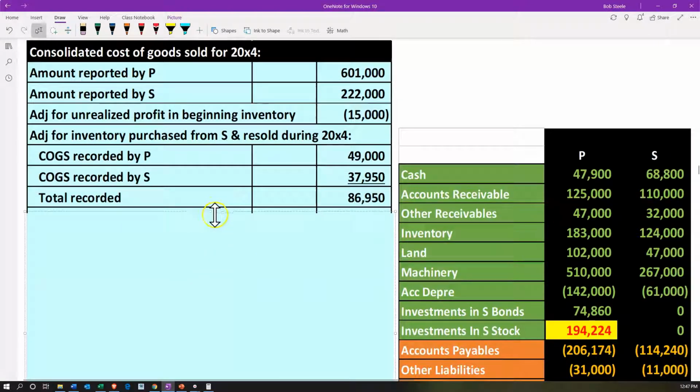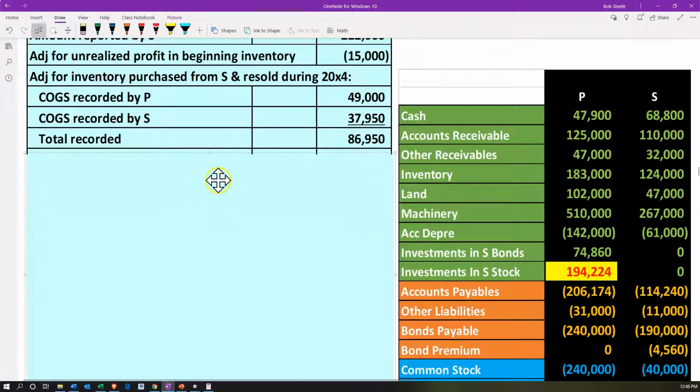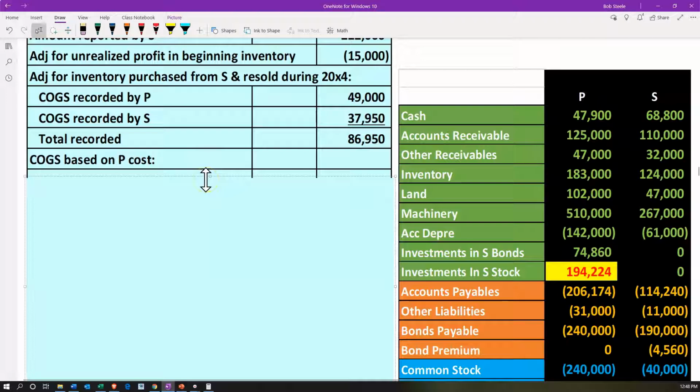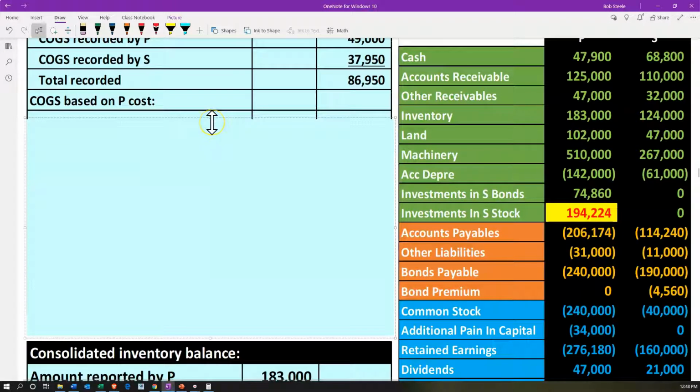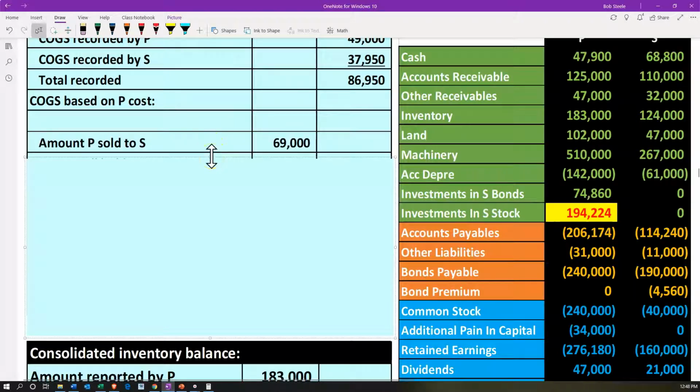So the total amount that was recorded by S and P is going to be the $86,950. We're basically thinking, okay, we're going to reverse what was recorded and then record the amount that's going to be the proper amount, using the proper basis, the proper cost of the cost of goods sold. So the cost of goods sold based on P's cost. We need to enter the cost of goods sold based on P's costs, not on S's costs, because S's costs are inflated. So we're going to say, all right, then the amount P sold was that 69,000.